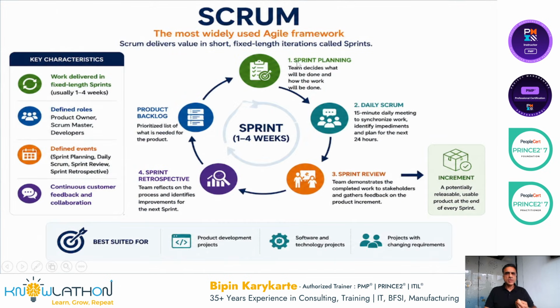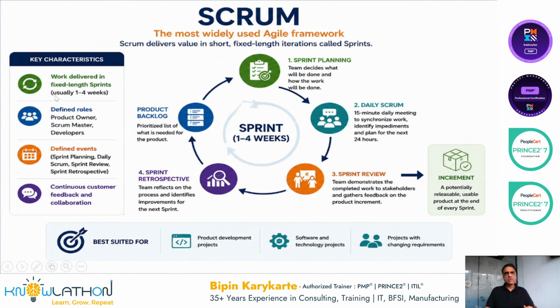Scrum, the most widely used agile framework. Scrum delivers value in short fixed length iterations called sprints. Generally the iterations are called sprints and they are fixed length. They last from 1 to 4 weeks generally. And if you are going to have iterations of 1 week or 2 weeks or 3 weeks or 4 weeks, throughout the project that duration remains the same generally, right?